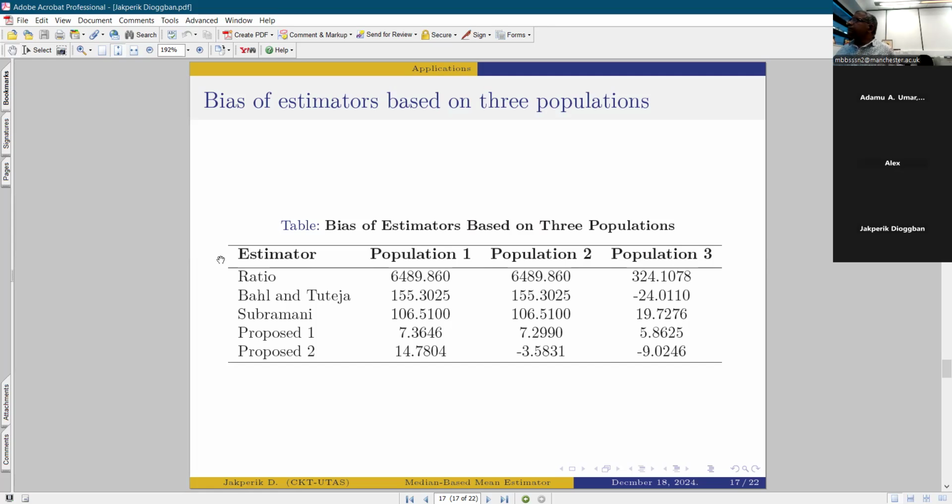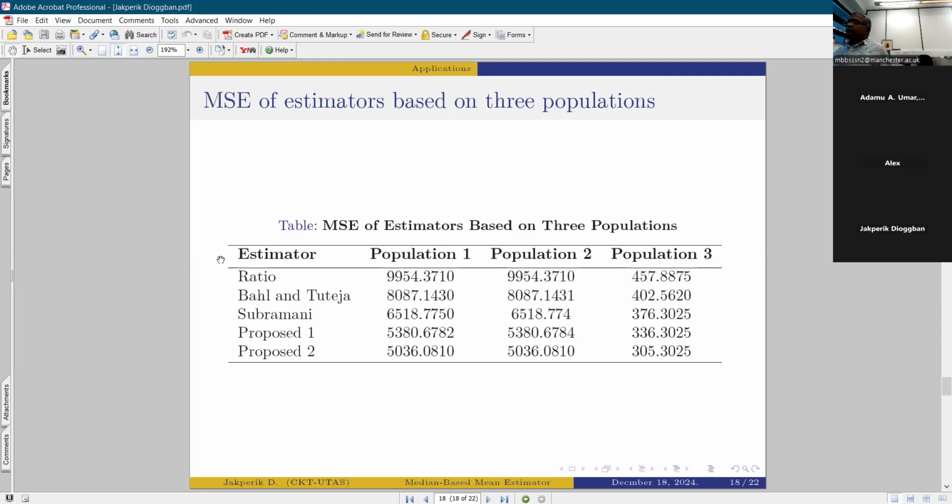but of interest was that whilst it has a bias of 14.78 in population 1, it has a bias of negative 3.58 in population 2, and even went further to negative 9.0 in population 3. Although it is not the only estimator to have produced a negative bias in population 3, the trend of its occurrence is what actually raises concerns. So we therefore go on to assess the mean square errors of the estimators based on the same three populations.